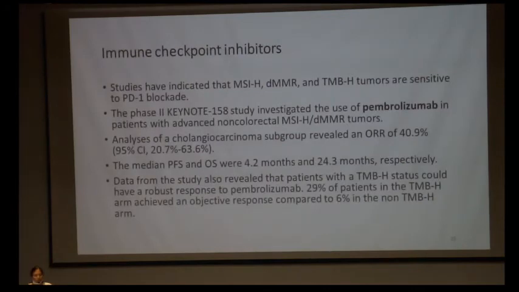Then we come to immune checkpoint inhibitors. Studies have indicated that MSI high, deficient MMR and TMB high tumors are sensitive to PD-1 blockade. The phase 2 Keynote 158 study investigated the use of pembrolizumab in patients with advanced non-colorectal MSI high tumors. Analysis of a cholangiocarcinoma subgroup revealed an ORR of 40.9%. The median PFS was 4.2 months and overall survival was 24.3 months.